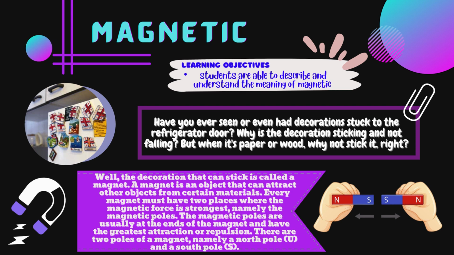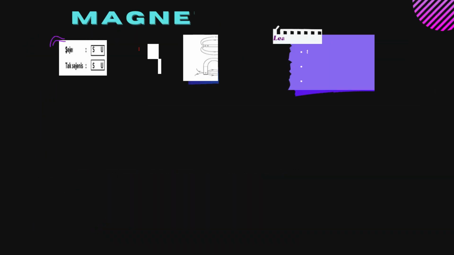A magnet is an object that can attract other objects made from certain materials. Every magnet must have two places where the magnetic force is strongest, namely the magnetic poles. The magnetic poles are usually at the ends of the magnet and have the greatest attraction or repulsion. There are two poles of a magnet, namely a north pole or U and a south pole or S. The explanation of the two magnetic poles will be discussed in the next material.